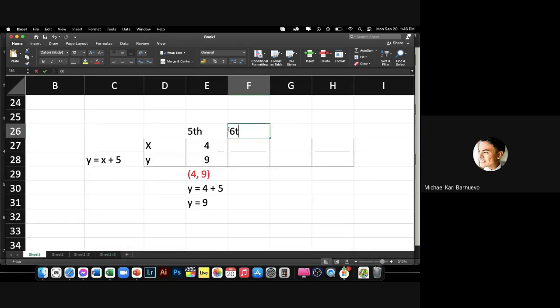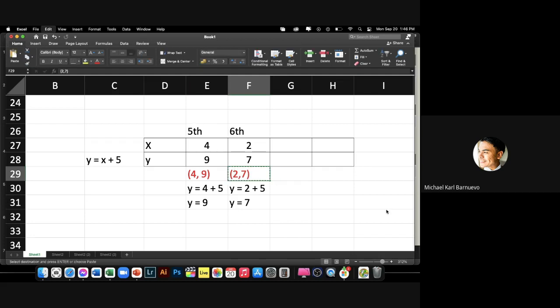Pang-correct lang. Sixth. Again, let's mag-isip ulit tayo ng number between 1 to 10. 2. Ayan. Ito yung na-generate na number, 2. Last na to. So, y is equal to 2 plus 5. Our y now is equal to 7. So, our 6th coordinate is 2 and 7.